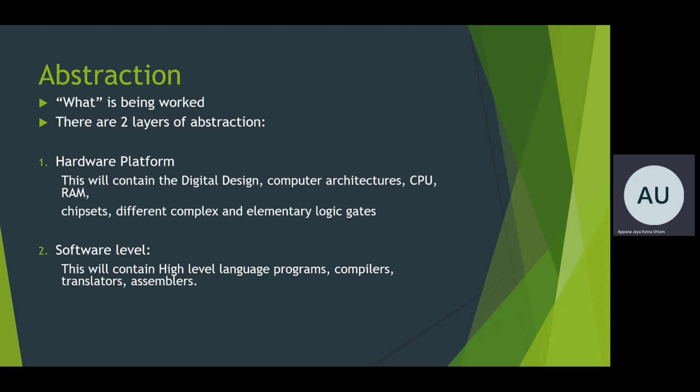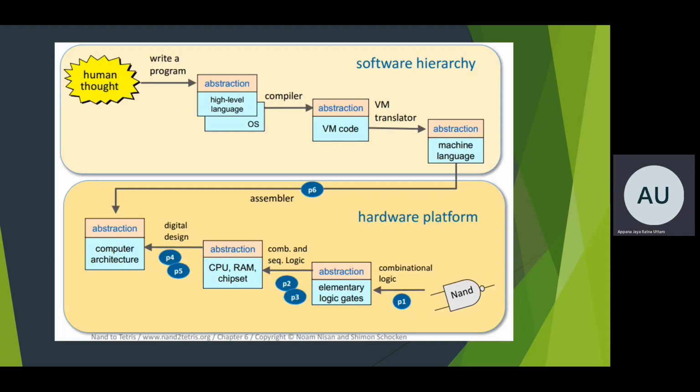This will contain the digital design, computer architecture, CPU, RAM, chipsets, and different complex and elementary logic gates. The software level is on top of the hardware platform. It will contain high-level language programs, compilers, translators, assemblers, etc. So, in this way, there is a software hierarchy upon the hardware platform.